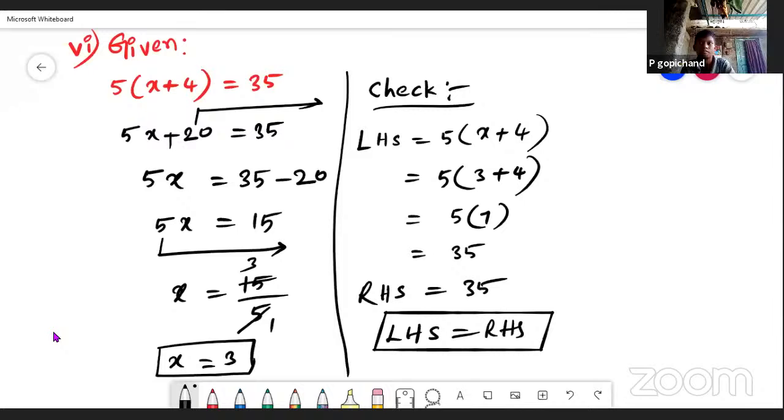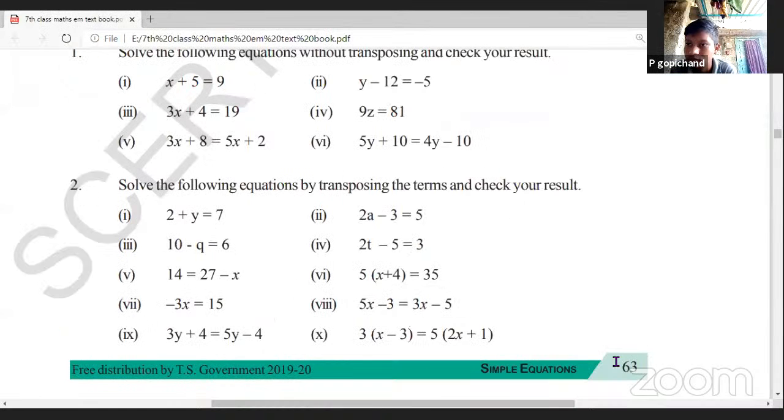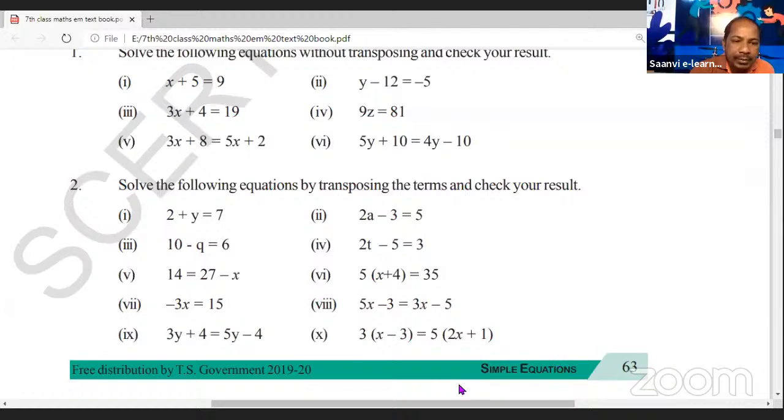Right. Now see the next problem. Minus 3x is equal to 15. Many children will get confused here, so listen carefully. Minus 3x is equal to 15 is given, no?